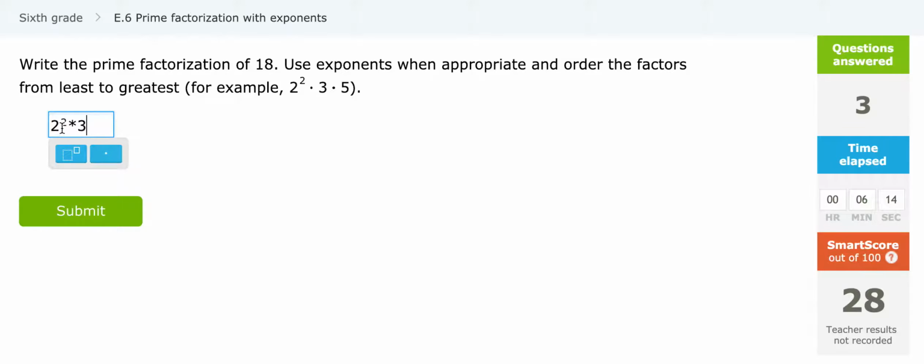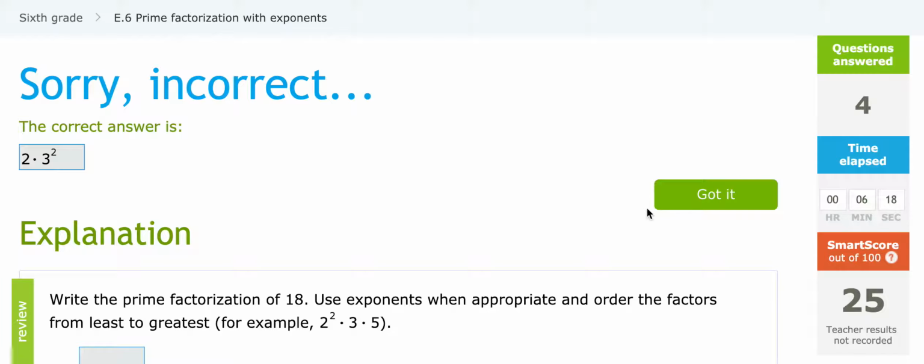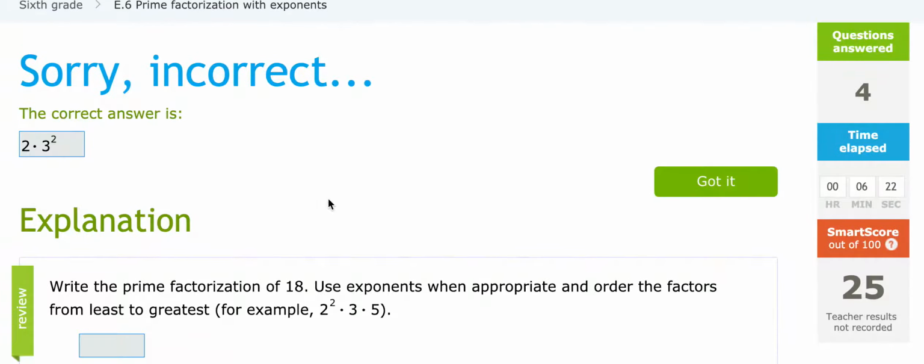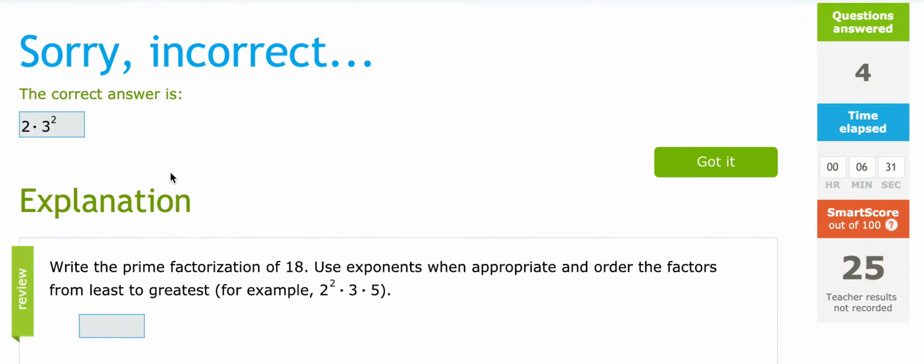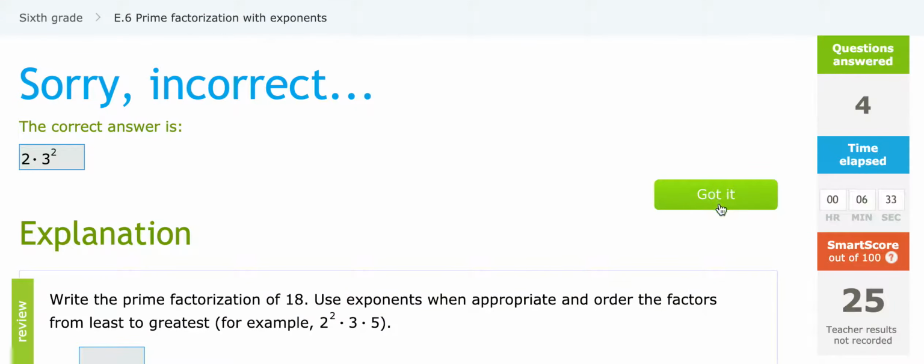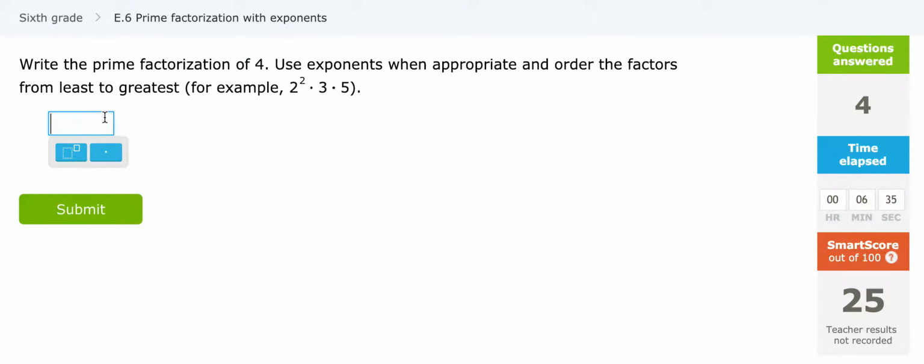I'm going to try using an asterisk just to see how this goes. Sorry, that is my bad. Going back, that was me making a mistake. So 2 squared times 3 is actually 12. What I meant was 2 times 3 squared. So that's totally my bad, but again, we'll go from here.